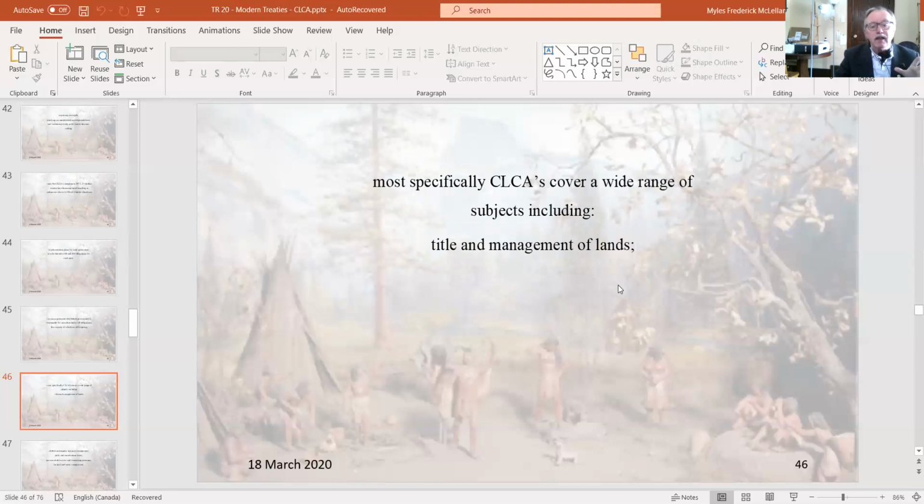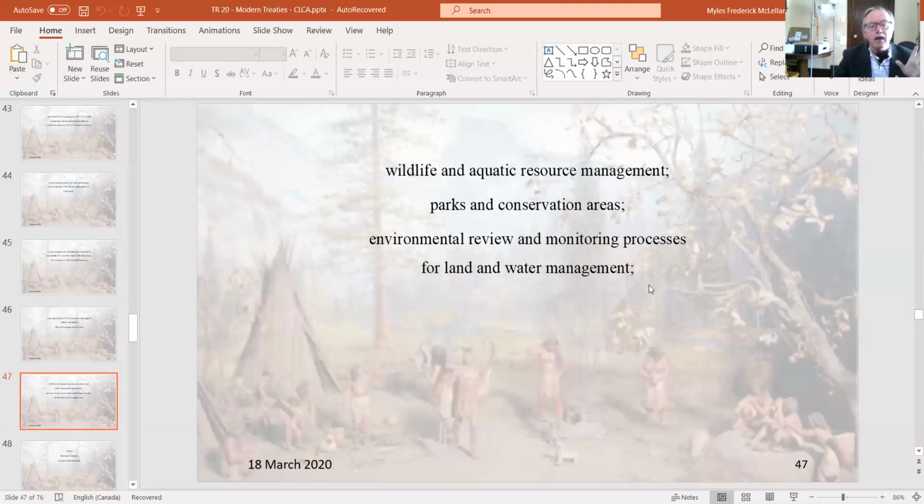Most specifically, subjects included in these agreements include the following: title and management of lands, again, ownership, fee simple, incredibly important.